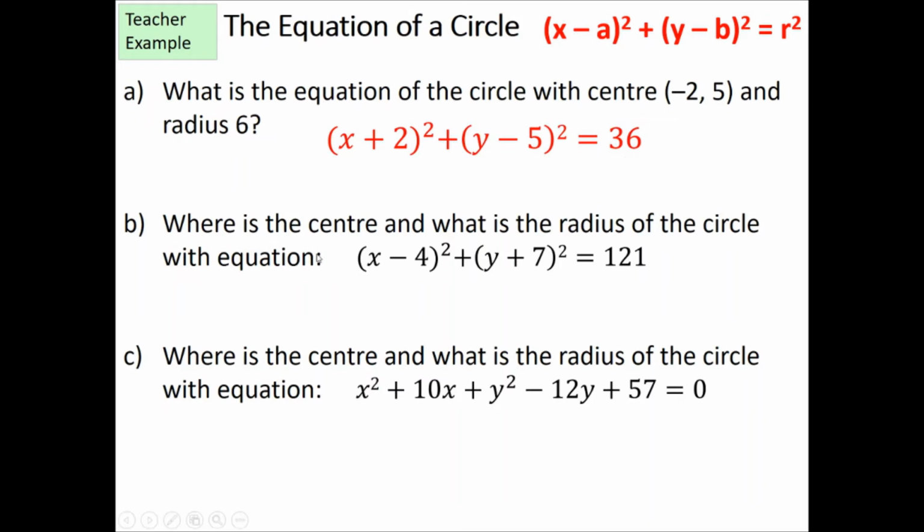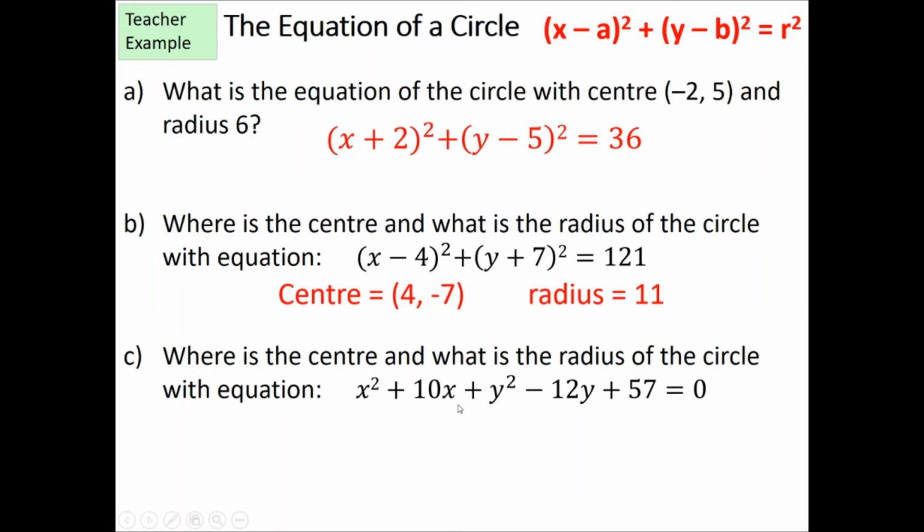On this second question, we've got x minus 4 squared plus y plus 7 squared equals 121. And again, the center will be the opposite value of what's inside the bracket. So that will be 4, minus 7 is the center. And I need to square root this number at the end to get the radius. So the square root of 121 is 11. So the answer is 4, minus 7 as the center, and the radius is 11.